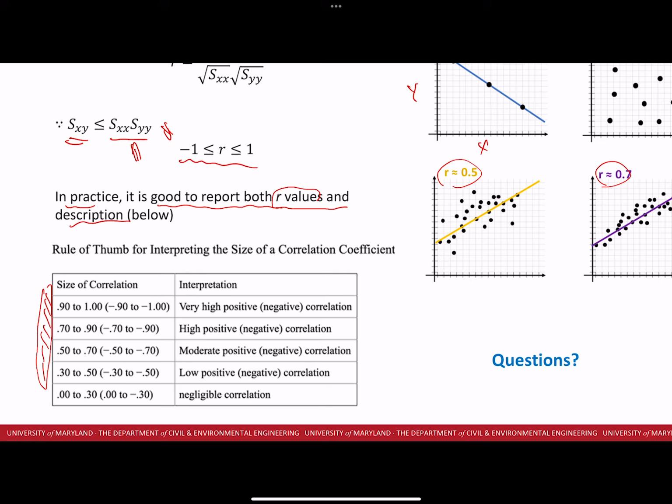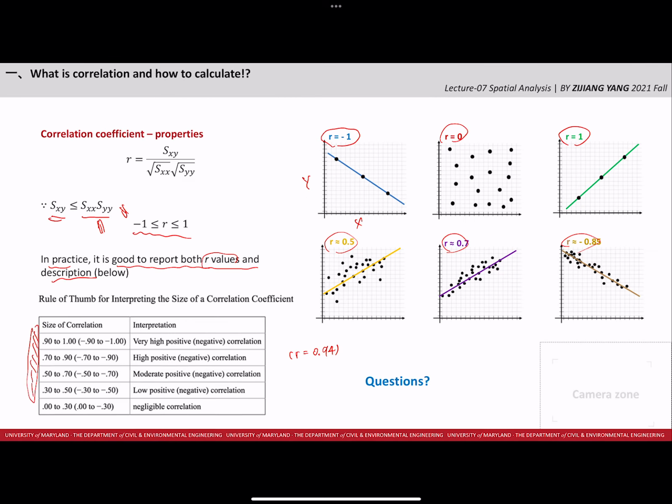So we can say X and Y are highly positively correlated, and then in brackets say R equals this value. This will be the most accurate way to describe the correlation.